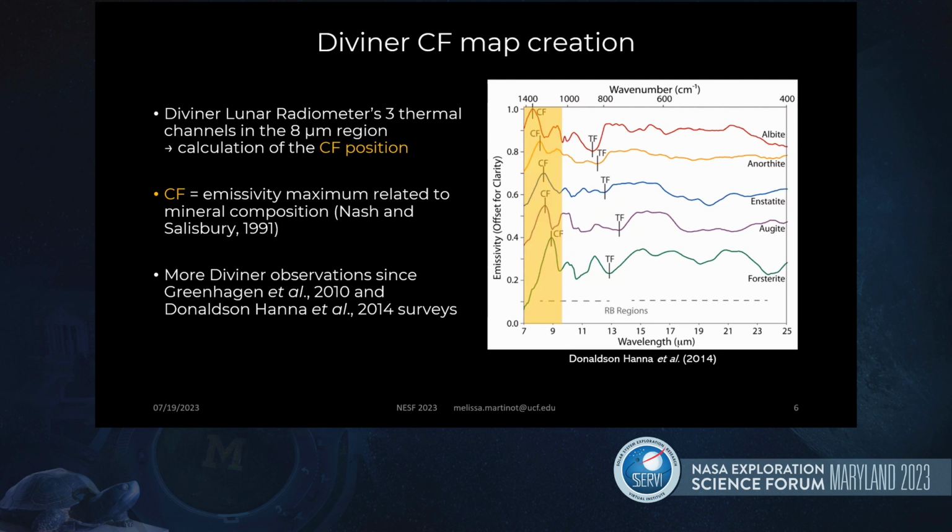I just want to attract your attention here. Those are all different spectra, and this is albite and anorthite, both plagioclase end members. In this case, the CF varies according to the calcium content. What distinguishes this study from previous studies that have used CF position maps is that it takes into account more observations, so hopefully we can have more precise CF maps.